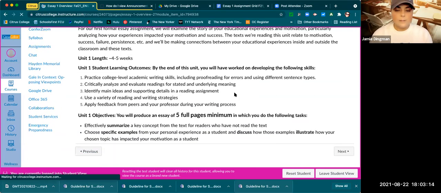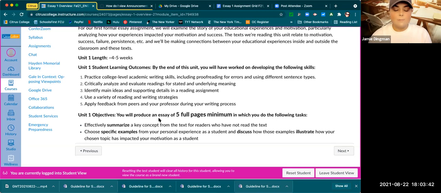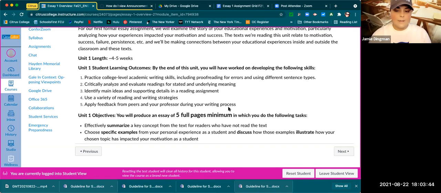For the first essay, what we're really going to be focusing on is practicing college-level academic writing skills, critically analyzing and evaluating readings, identifying main and supporting ideas, using different reading strategies, and applying feedback from your peers and your instructor. Once we get going on that essay, you should be able to produce a 5 full-page essay, 5 full pages minimum, in which you do the 2 following tasks.